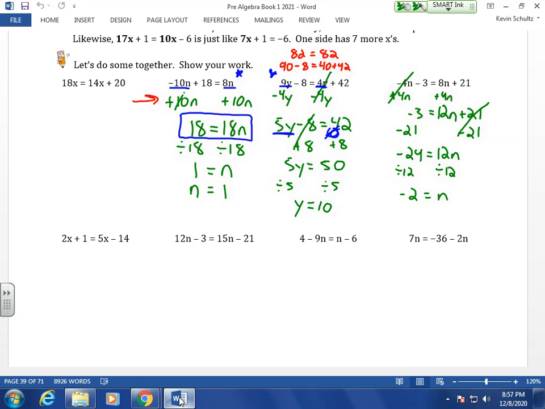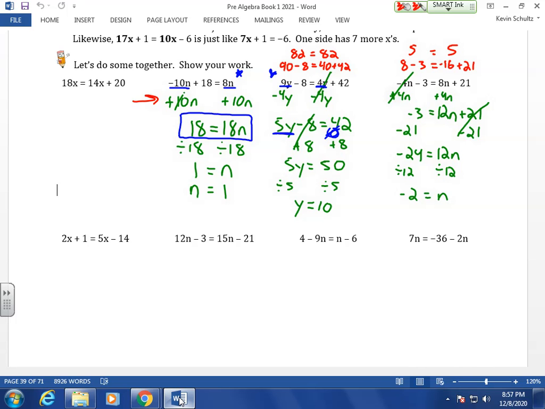Let's check this again, just because it's fun. If n is negative 2, then negative 4 times negative 2 is a positive 8, minus 3. And that's supposed to equal 8 times negative 2, which is negative 16, plus 21. Well, 8 minus 3 is 5. Negative 16 plus 21 is positive 5. And zippity-doo-dah-day, we have it correct. 5 does indeed equal 5.